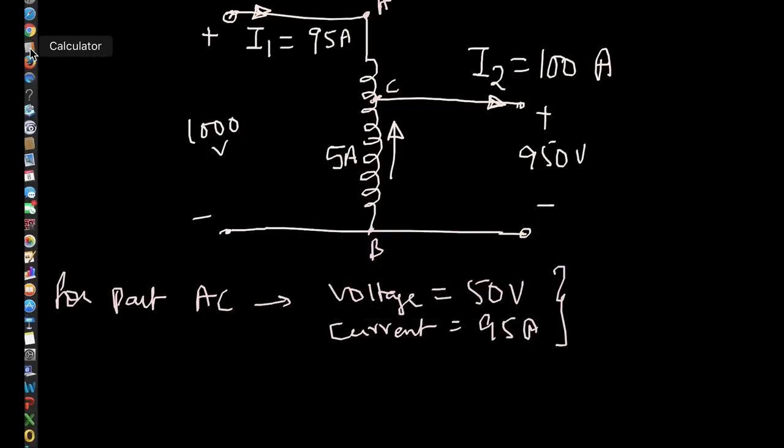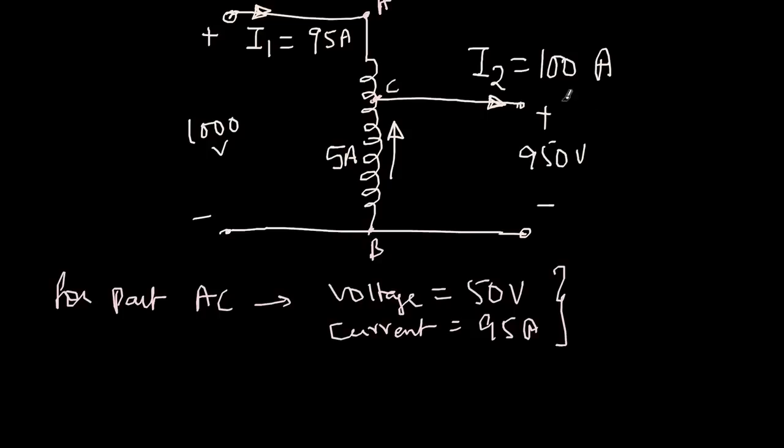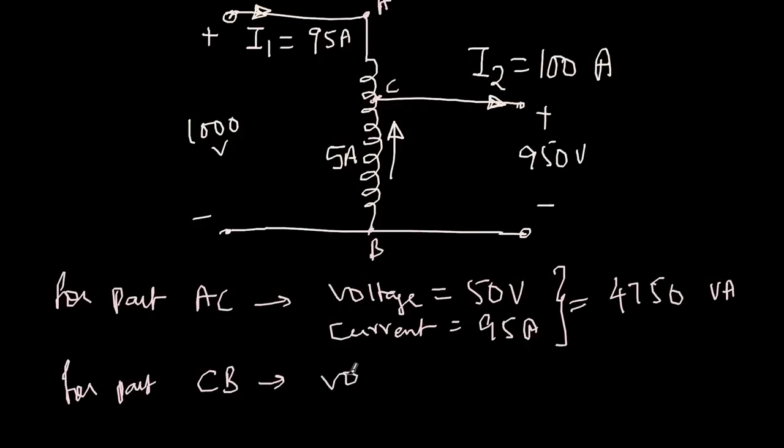I'll just bring up the calculator. So 50 multiplied by 95. I'm getting 4750, so that is 4750 volt amperes. This is for the part A to C. Now for the part C to B, what do I require? Here voltage is actually 950 volts and current is actually 5 amperes.